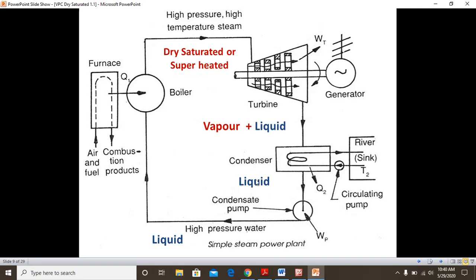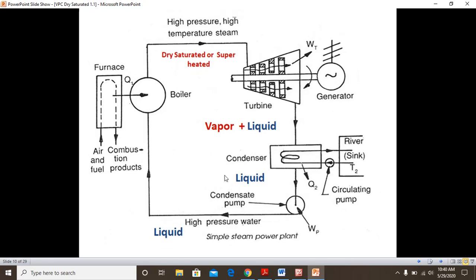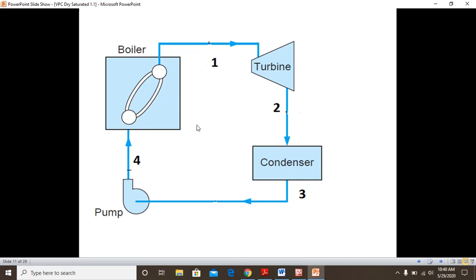Definitely the phase will be the same. See, liquid plus liquid only. Therefore this is how your turbine works. Next, let us go for the problem.